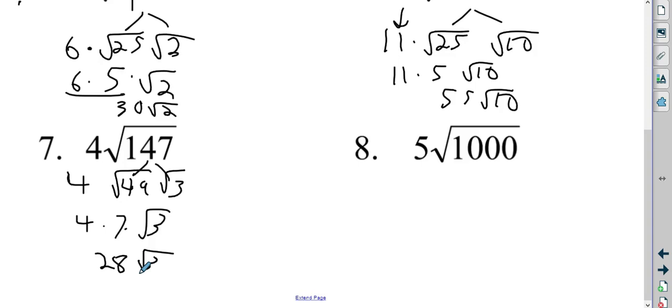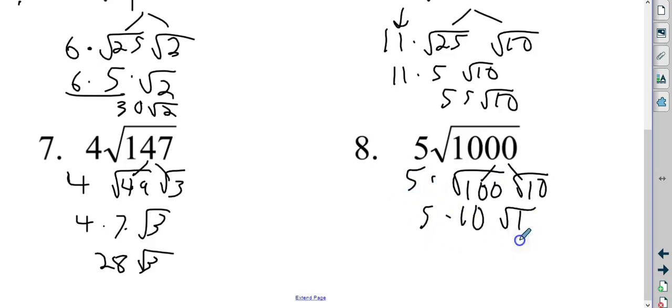Okay. 5 times 1,000. Well, 1,000, hopefully you see that is just 100 times 10. But the 5 comes down with it. So that's 5 times 10 times radical 10, not 10 again. So that's 50 radical 10. There's a 0 in there.